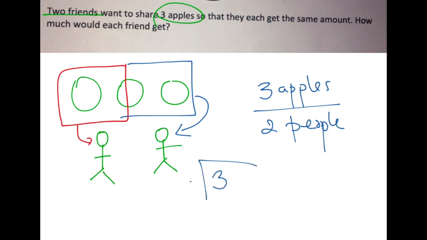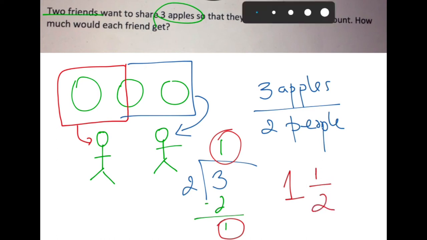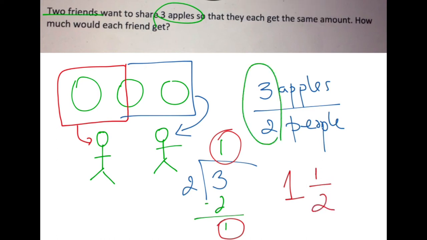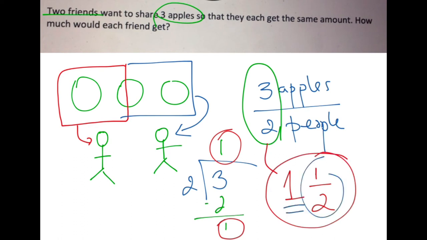What is 3 divided by 2? 3 divided by 2. I have 1. 1 times 2 is 2, minus. So I have 1 remainder. So I have 1 apple and a half, 1/2. This is basically how you change an improper fraction into a mixed number. So you have 1 apple and a half, which is what we already know should happen from here.